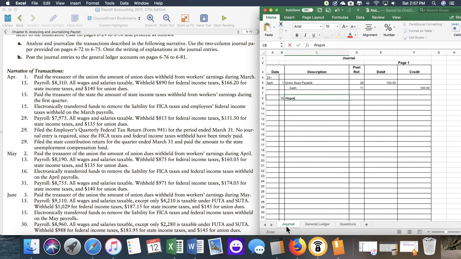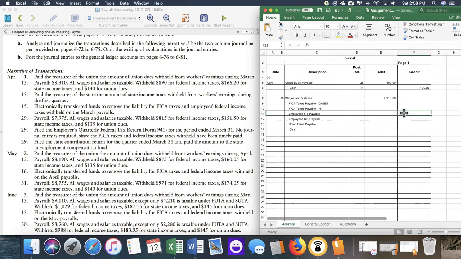So the first one is going to be wages and salaries, and we are told that it's 8,310. That's an easy one. There's no calculation. We're also told that we're paying taxes. So by that, I mean FICA taxes payable, OASDI. We have FICA taxes payable, HI. We are going to have employees federal income tax, employees state income tax, and then we're going to have union dues payable, and then we're also going to have cash. The cash amount we will do once we add up all of the amounts.